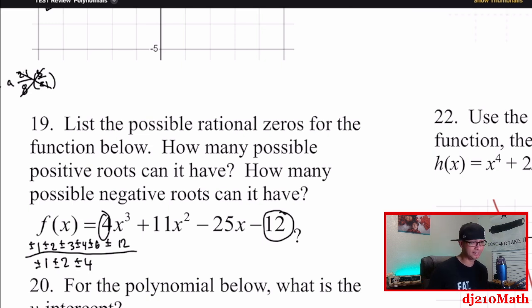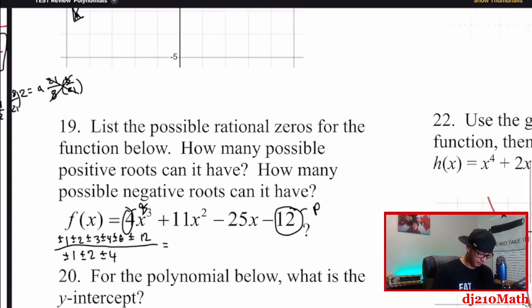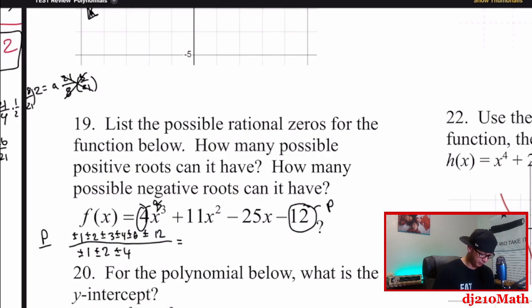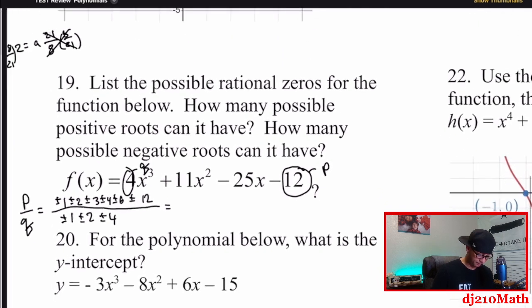So now I got to take each of the top over each of the bottom, plus or minus. I guess for your notes, this is P and this is Q, I believe. I always mix those up. So you might want to check that. And then this is going to be basically P over Q. That's what we're doing. All the factors of P over all the factors of Q.